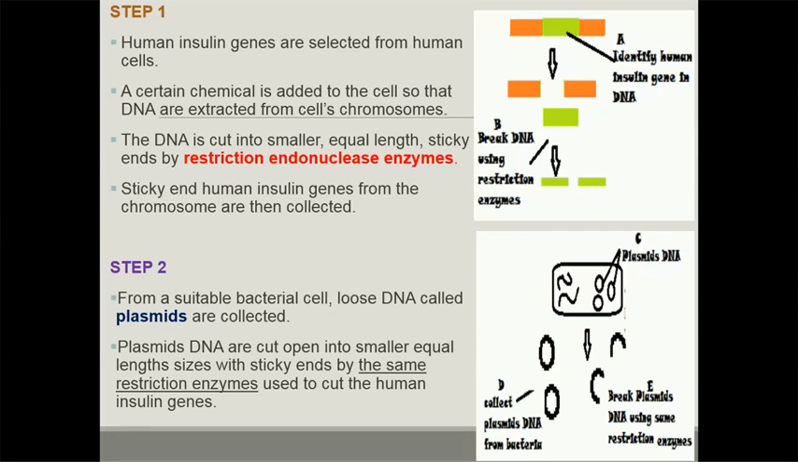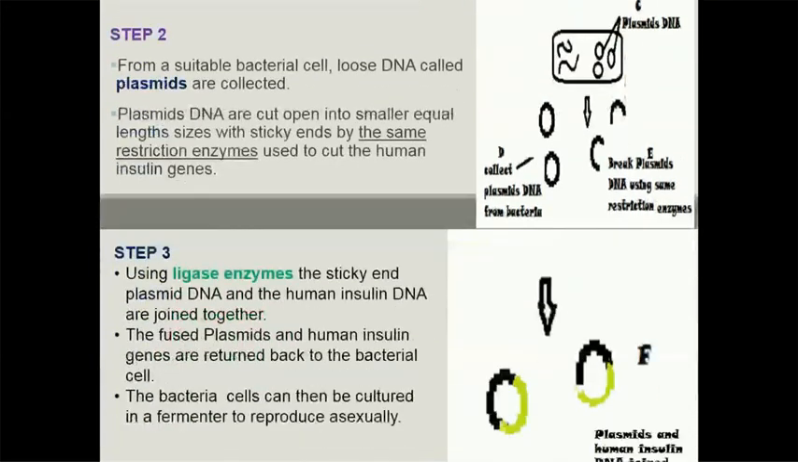Then step 2, from a suitable bacterial cell, loose DNA called plasmids are collected. Now, after that, the plasmid DNA are cut into smaller equal length sizes with sticky ends by the same restriction enzyme used to cut the human insulin genes. This is to ensure that the sticky ends are of equal length and they are able to join together precisely to carry out the process involved. Alright, so let's move on to step 3.